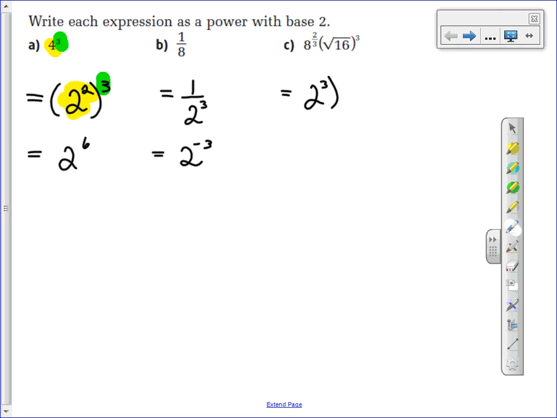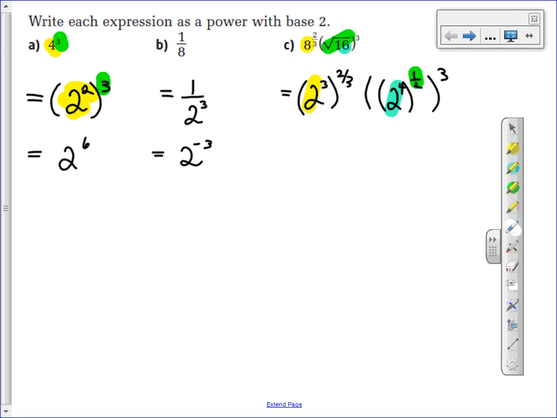Often with more complicated expressions, things work out nicely and kind of cancel out a little bit. Here I'm just changing 8 to being 2 cubed, and the 16 is 2 to the power 4. So that's the 16 underneath the root sign, and a root sign can be written as a power of 1/2. So I'm going to apply that root as a power, and that's still all to the power 3.